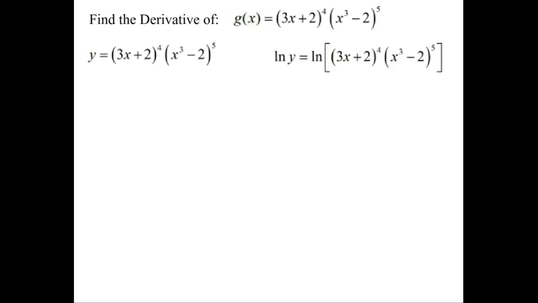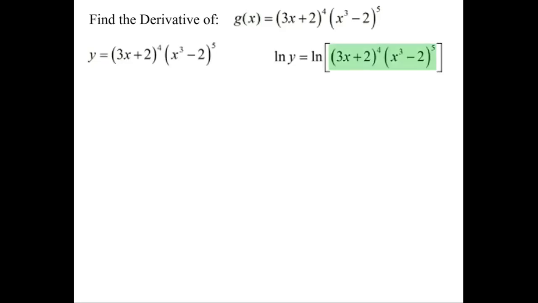Find the derivative of g of x equals the quantity 3x plus 2 raised to the power of 4 times the quantity x cubed minus 2 raised to the power of 5. First step, rewrite g of x as a dependent variable y, and then we take the natural logarithm of both sides. The whole point of taking natural logarithms is to simplify the expression into a derivative-friendly form by using the laws of logarithms to rewrite the function.